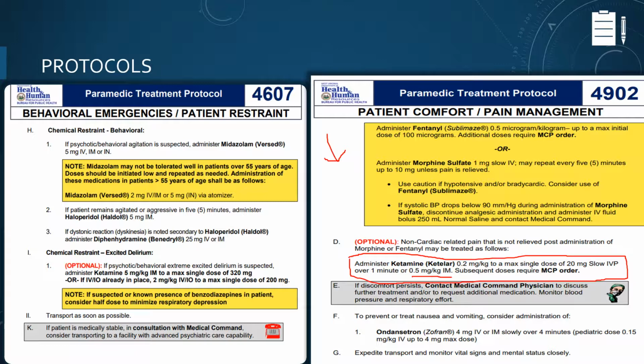So the other use for it is behavioral chemical restraint. So if your patient has excited delirium, we can do some ketamine for that. If they have extreme psychosis, can't control it with midazolam or Haldol, then you can do 5 milligrams per kilogram IM to a max single dose of 320. Or if you already have an IV or IO in place, you can do 2 milligrams per kilogram to a max single dose of 200 milligrams. So with that high a dose, you definitely got to be cautious of hypersalivation, and we'll talk about that here in a minute. But here are your paramedic treatment protocols for the use of ketamine.